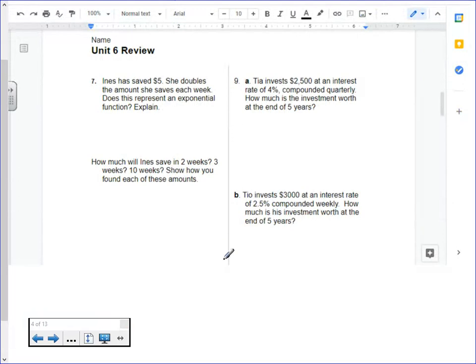Okay, number 7. Ines saves $5. She doubles the amount she saves each week. Does this represent an exponential function, and explain? So what do you think? You think yes, it's exponential? How would you know that? Yeah, the word doubles tells you what you need to know.